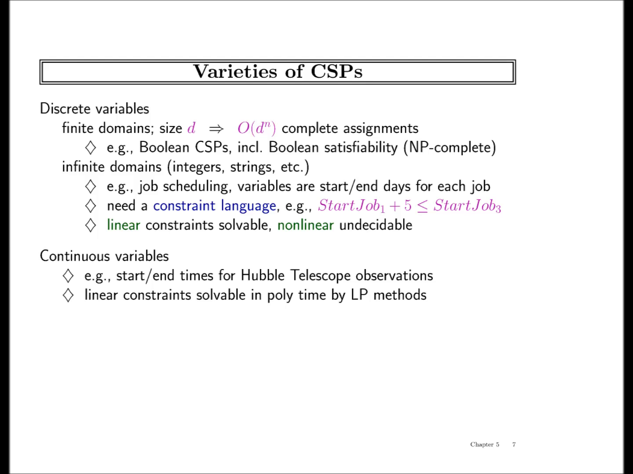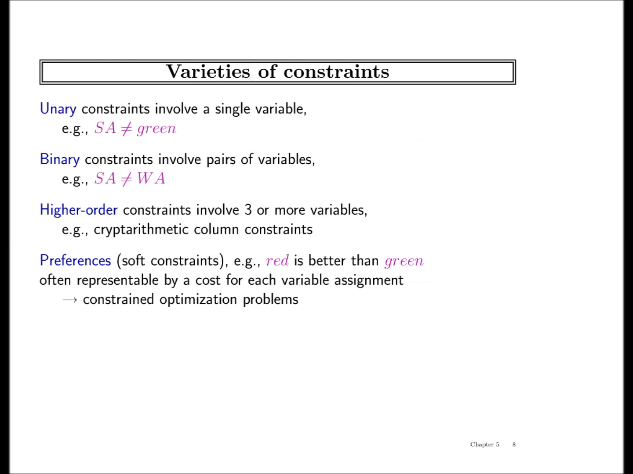You can have continuous variables where you have real values, like starting and end times of the Hubble telescope, and so on. So basically CSP is a general formalism. It can allow for discrete, infinite domains, all kinds of domains. We'll stick to discrete, but people in the AI community have also thought of continuous. We will not get into that too much.